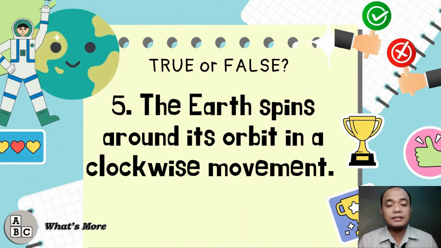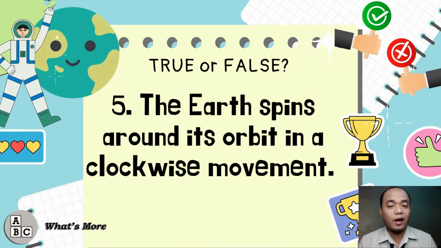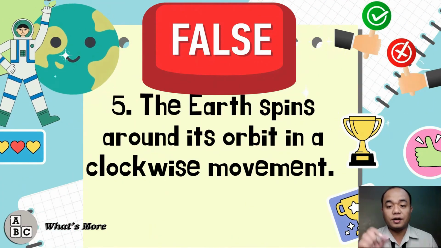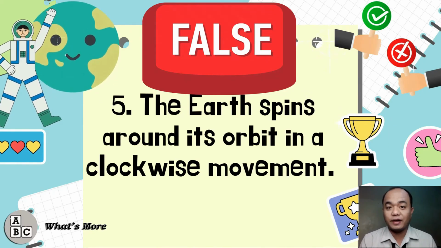The Earth spins around its orbit in clockwise movement. True or false? Yes, it's false. The Earth spins around its orbit in counterclockwise direction or from west to east.